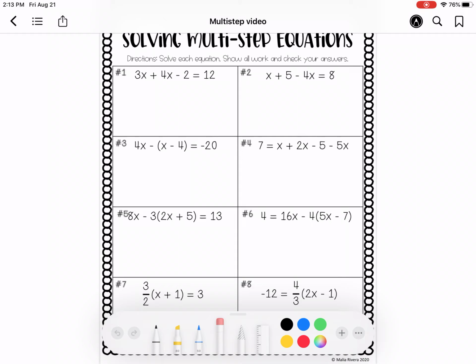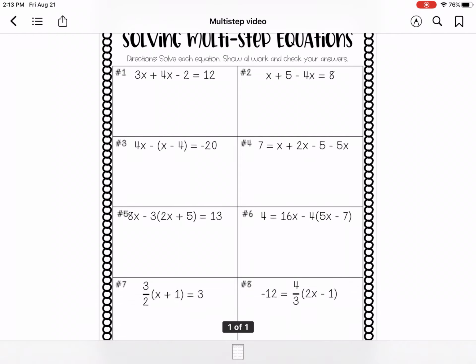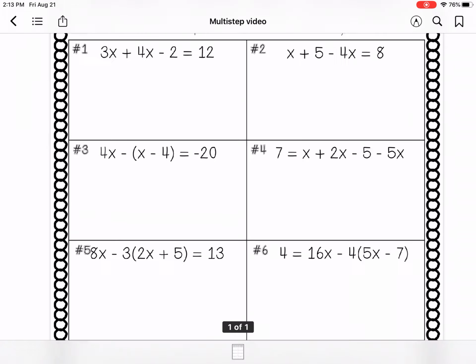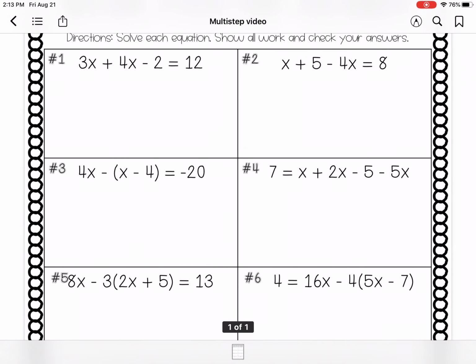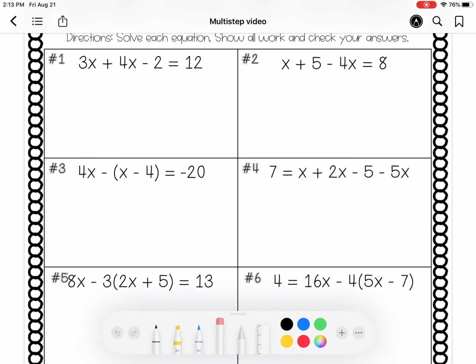Right now, the video is going to be solving multi-step equations. This would be an equation that requires more than 2 steps to be solved. As we learned in previous videos, our two steps would be to move the constant and then move the variable or the coefficient. So what we need to do now is look at what happens if I have to do more than one thing. So let's start out looking at number 1.